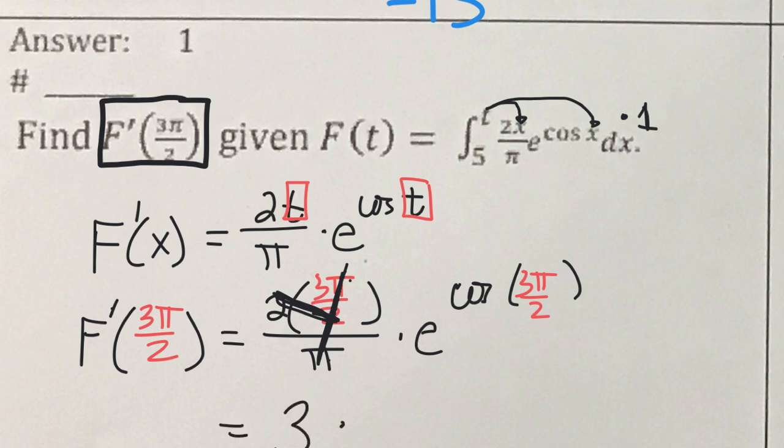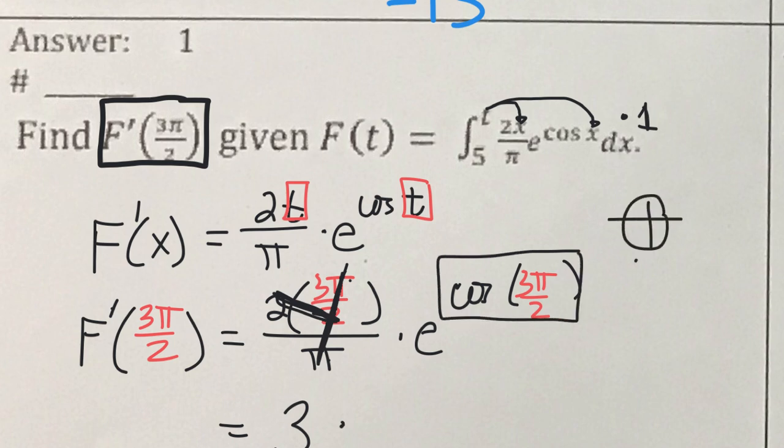Now the cosine at 3 pi over 2, that's at the bottom of my unit circle, where I have the coordinate 0, 1. And since cosine is the x-coordinate, right, this is 0. The cosine at 3 pi over 2 is 0. And e raised to the 0 power is just 1. So my final answer is just 3.